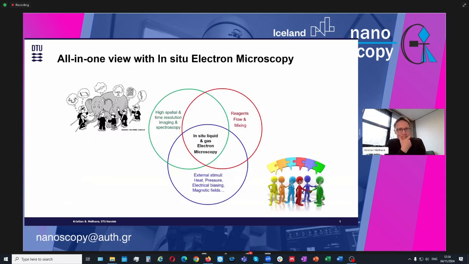Now, the in situ microscopy we've been talking about today hopes to combine all these methods, giving us this amazing atomic scale spatial resolution, but also frame rates up to 1 kilohertz if you want, and spectroscopy, while at the same time letting in reagents that can do chemistry, and also applying heat or pressure or biasing or magnetic fields to really observe all types of processes in liquids and gases. So maybe this would be the one method to see it all?